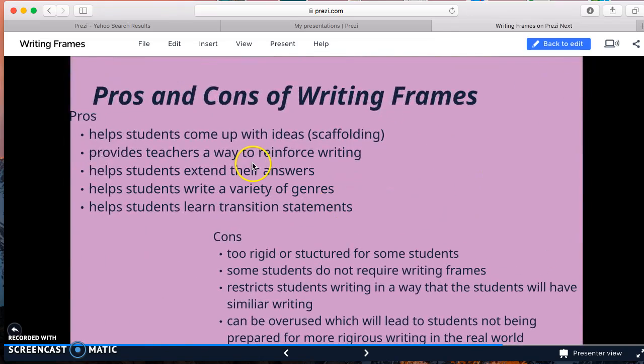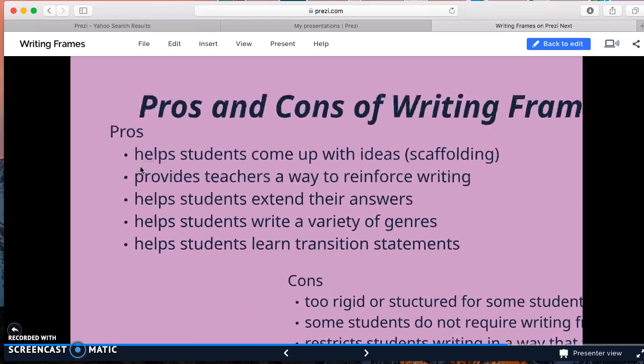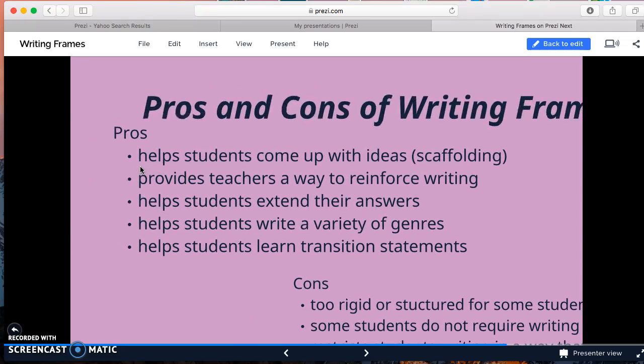So here are the pros and cons of writing frames. The pros: it helps students come up with ideas. So this helps scaffold their learning. It provides teachers a way to reinforce writing, and it also helps students extend their answers. It also helps students write a variety of genres and helps students learn transition statements.